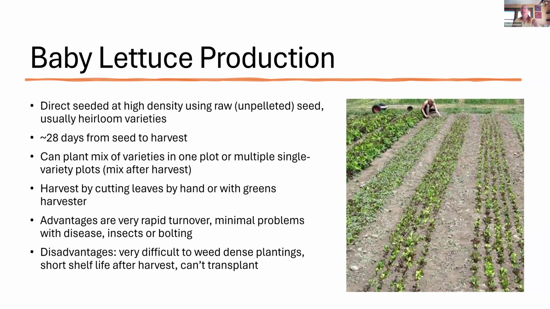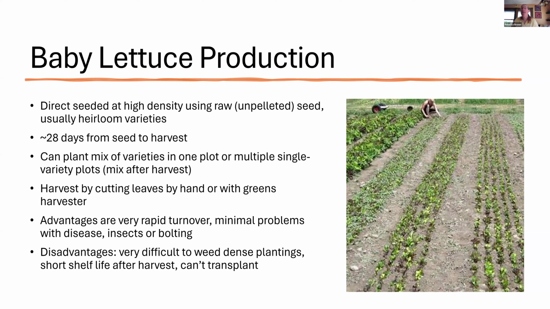The big advantages of baby lettuce production, particularly for smaller market farms, are that you have very rapid turnover. The lettuce is only in place for a month. You have minimal problems with disease because the lettuce isn't in place long enough to get disease. Again, minimal problems with insects, and you can generally harvest it before it bolts. The biggest disadvantage with baby lettuce, and you can sort of see this if you look closely at the picture on this slide, is weeding.